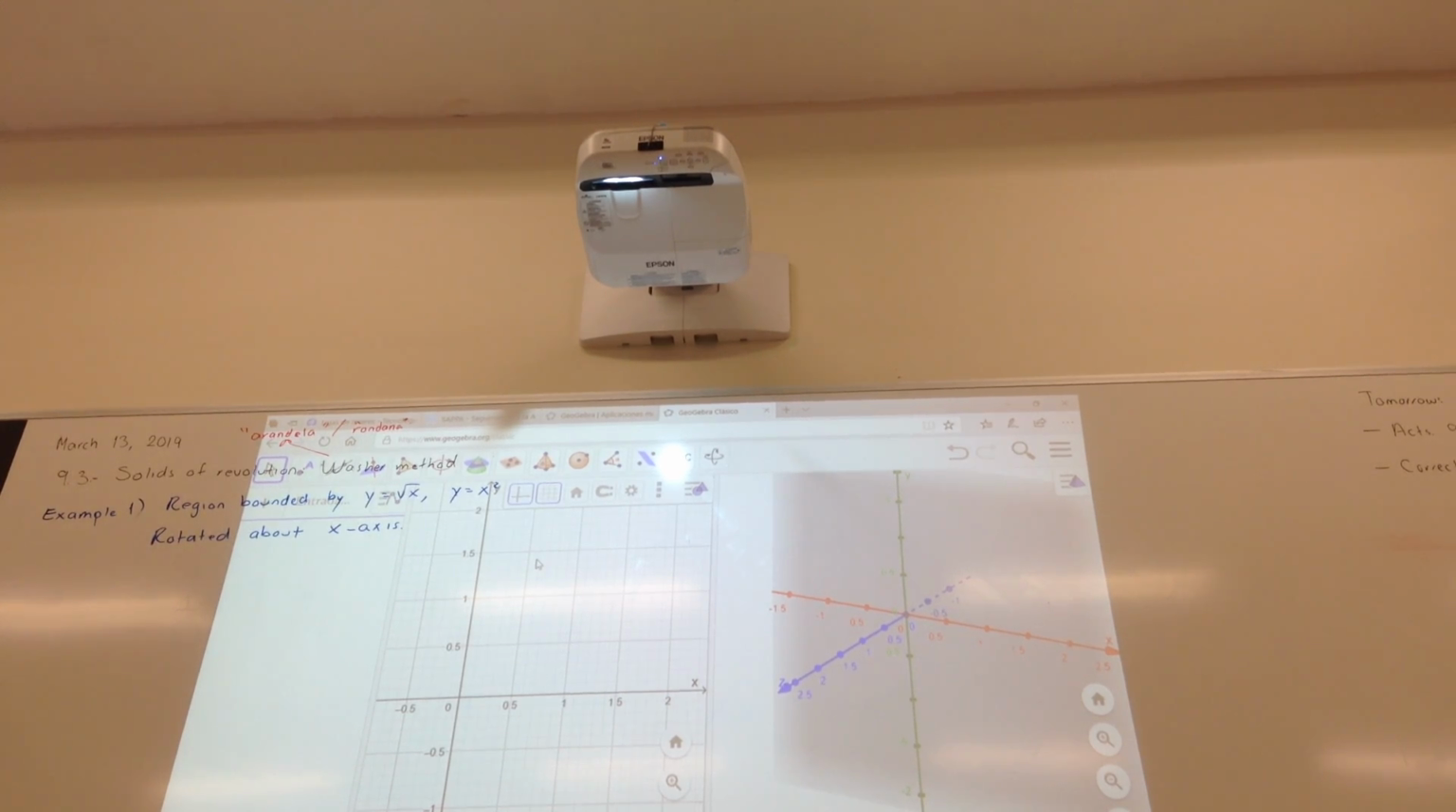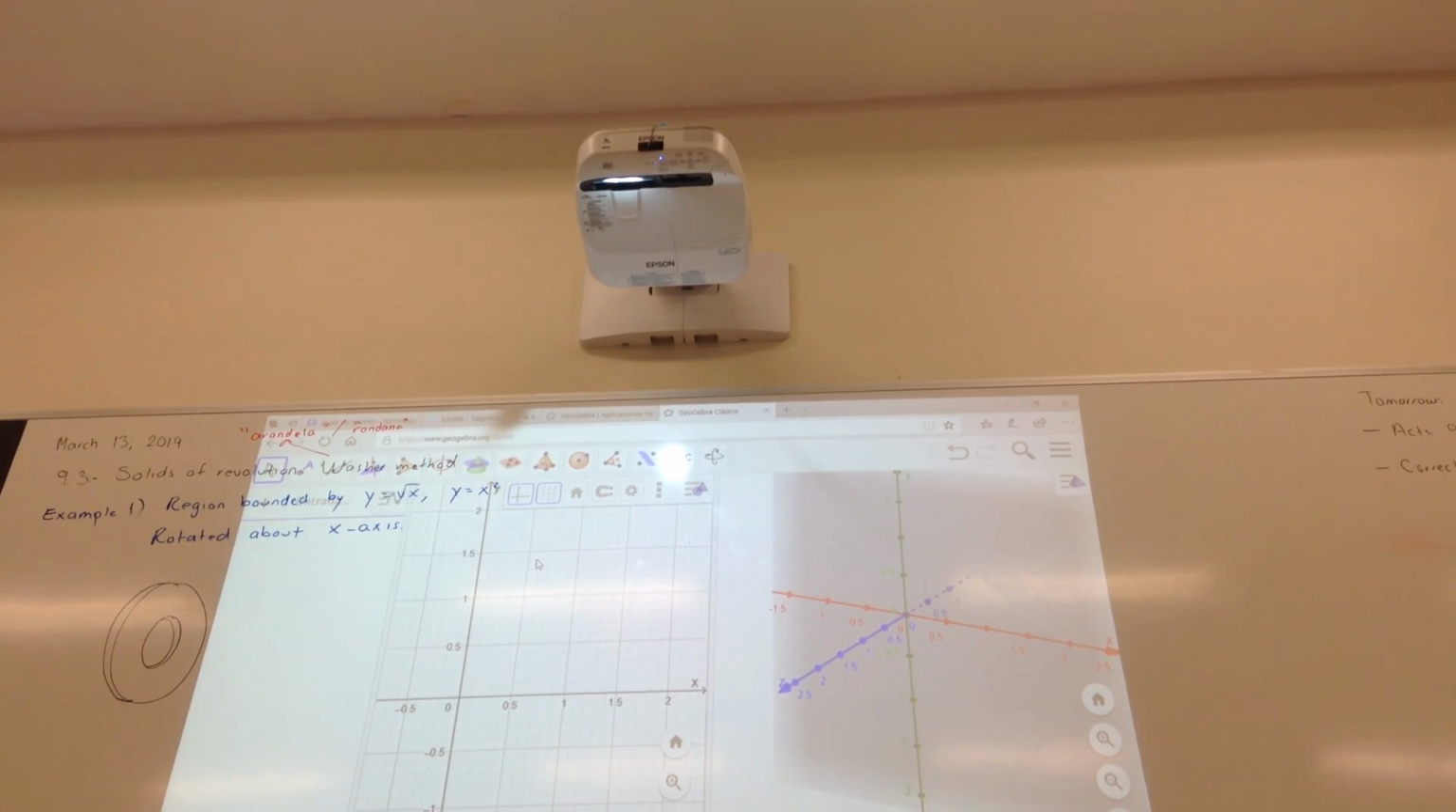If I draw it, how would it look? Like the same disc, but with a hole in the middle, something like this. Okay? So in this case, for example, that would be a washer.